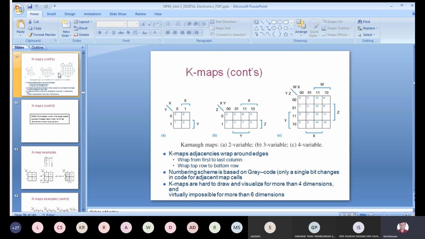Then a pair is 6 and 7. For that the answer is P bar into Q into R. And for the essential prime, the answer is P bar into Q bar into R bar into S. Therefore, Y is equal to P into S plus R into S plus Q into S plus P bar into Q into R plus P bar into Q bar into R bar into S.